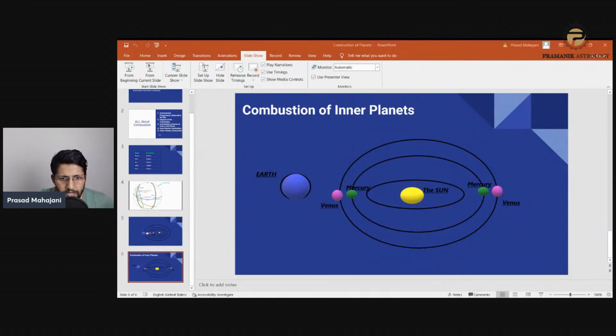For the inner planets, you will see that Mercury and Venus are retrograde when they are closer to the Earth, and when they are closer to the Earth, you will see that even though they are retrograde, their rays can reach Earth. So when a planet is retrograde, combust, or exalted, you have to see a lot of things about it.